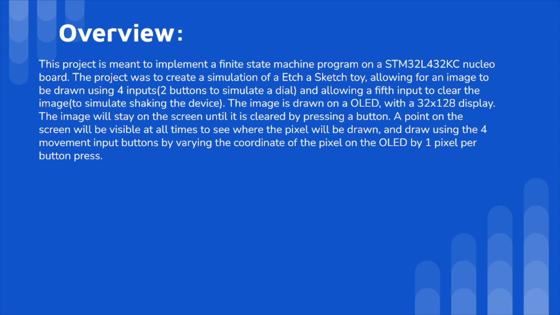The image is drawn on an OLED, which is a 32 by 128 display. The image will stay on the screen until it's cleared by pressing a button. A cursor will be visible at all times where the pixel will be drawn, and you draw using the 4 movement pins by varying the coordinate of the pixel on the OLED by 1 pixel per button press.